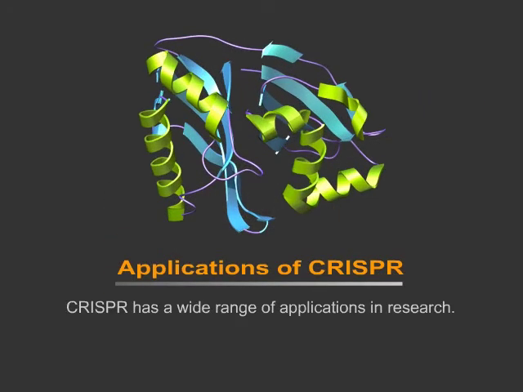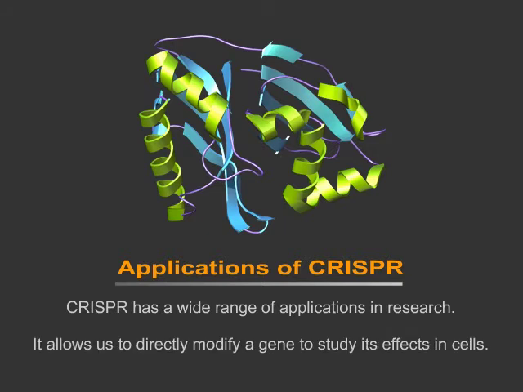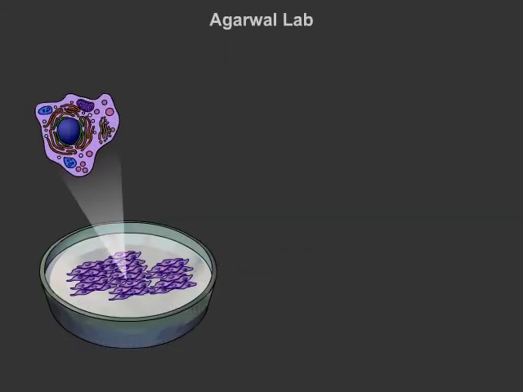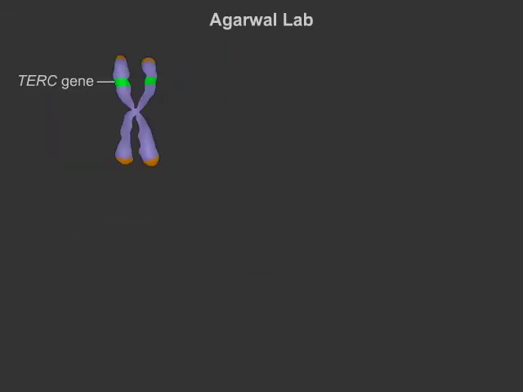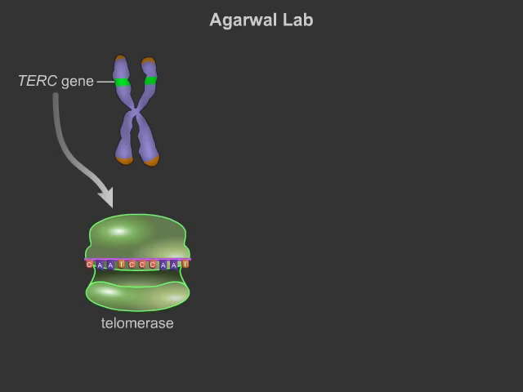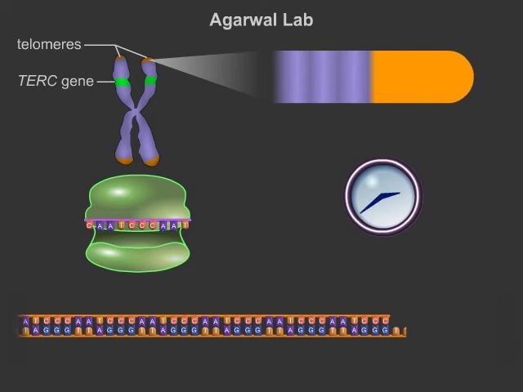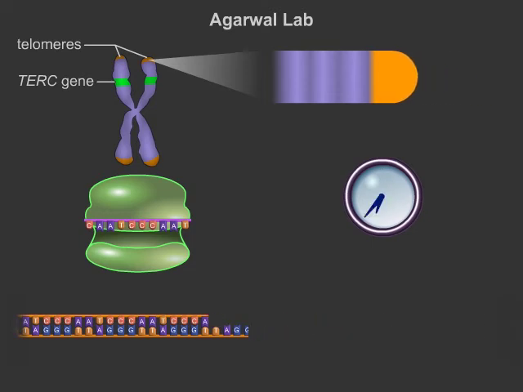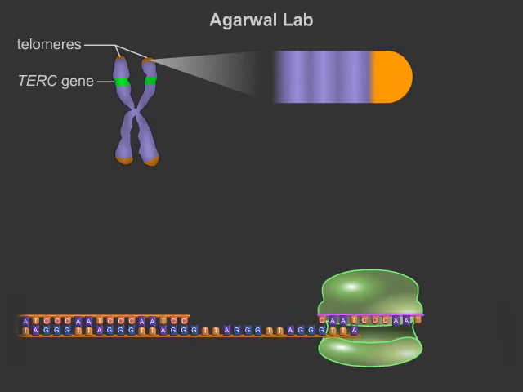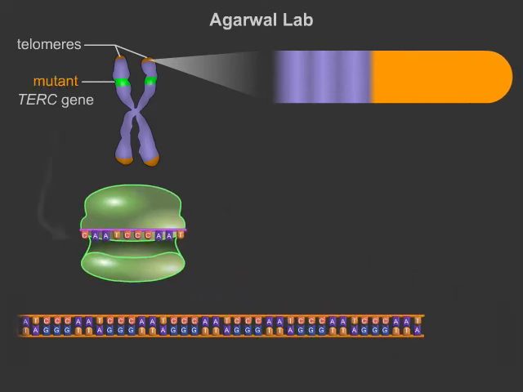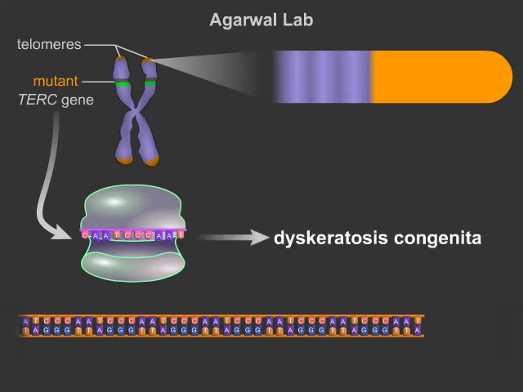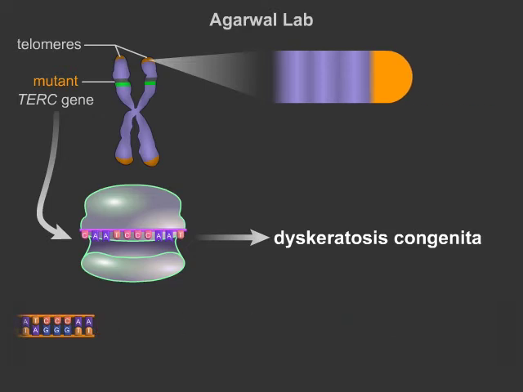CRISPR has a wide range of applications in research. It allows us to directly modify a gene to study its effects in cells. In the Agarwal lab, we are studying the TERK gene, which encodes the RNA component of telomerase. Telomeres located at the ends of chromosomes shorten with each successive cycle of DNA replication during cell divisions. TERK contains a template used for lengthening telomeres. Mutations in the TERK gene can lead to many genetic disorders such as dyskeratosis congenita, a rare genetic disorder characterized by rapid shortening of telomeres.